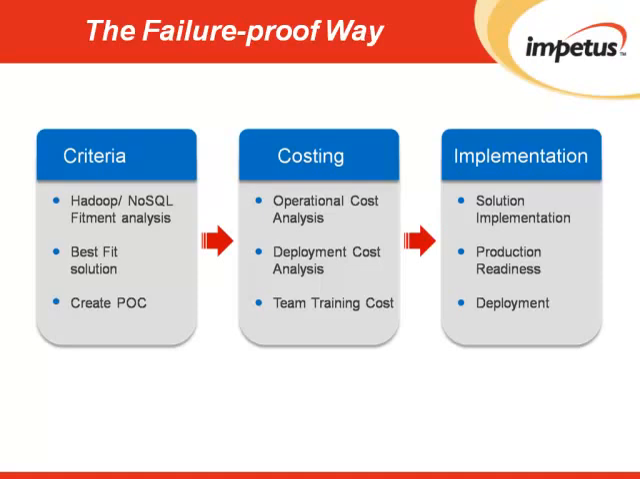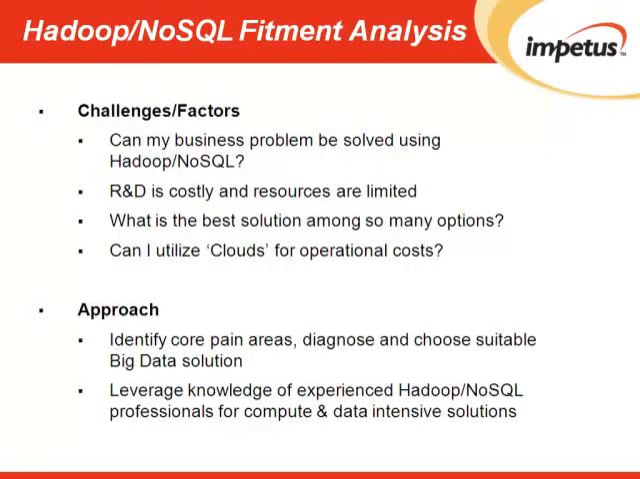Once we are done with the fitment analysis, a cost-benefit analysis needs to be done. This includes analyzing deployment cost, operational cost, and cost incurred in training the team to get up to pace. We will discuss these topics in detail in our coming slides. Moving on to step 3, if the project meets the above 2 conditions, then it is the right candidate for applying Hadoop and NoSQL. We now need to look into its implementation and production readiness. We also need to address the challenges in deploying Hadoop NoSQL. We will go through each step in detail, starting with Hadoop NoSQL fitment analysis.